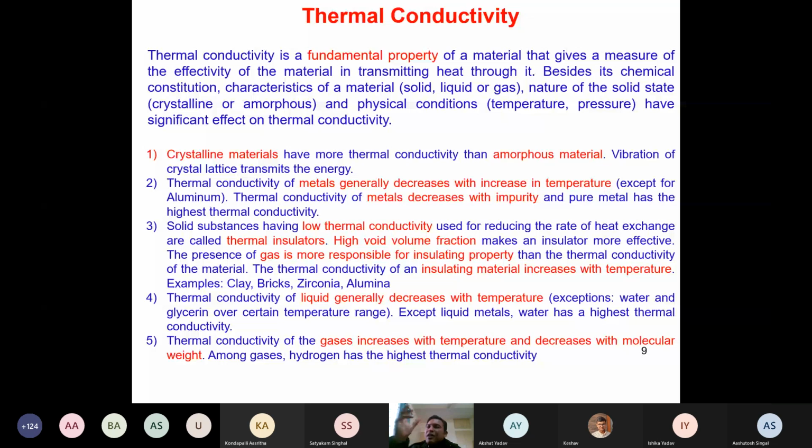Again, thermal conductivity depends on the temperature. If you look at the metals, the thermal conductivity of metals generally decreases with the increase in temperature. The exception here is aluminum. Again, the thermal conductivity of metals decreases with impurity. If the impurity increases, the thermal conductivity decreases, and pure metal has the highest thermal conductivity.